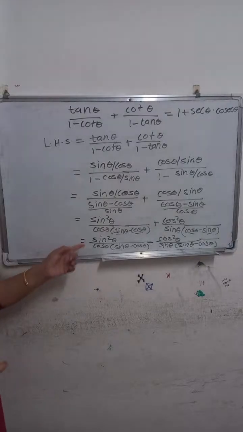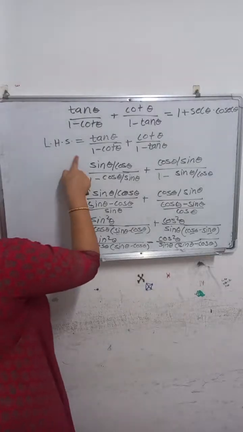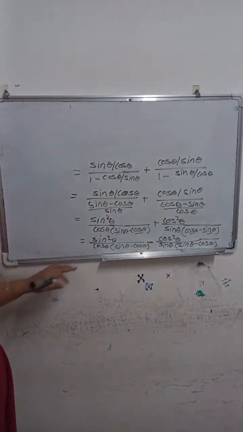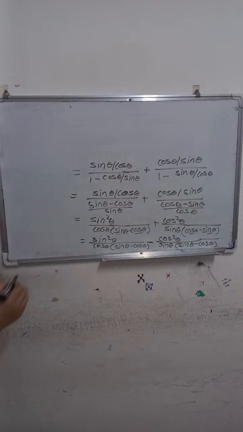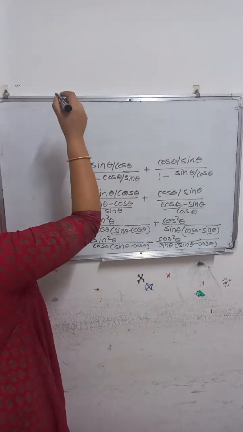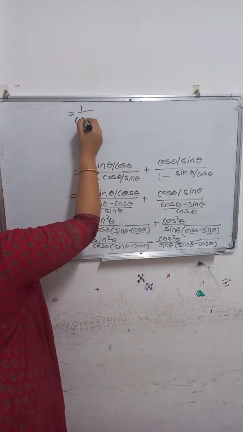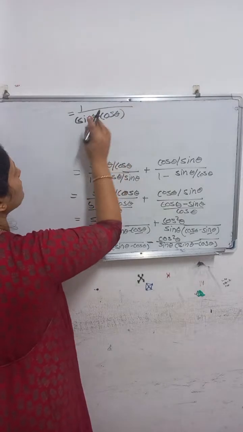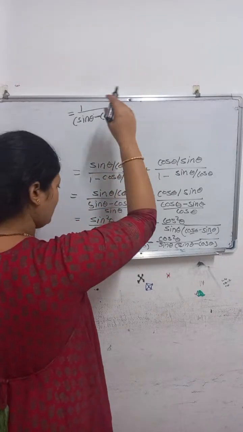So everyone copy up to here. I hope this first step everyone copied and this also. So what I will do, erase only this portion. And I will take sin theta cos theta out. Remaining terms I will multiply. So here, check this: sin theta, I will take 1 upon sin theta minus cos theta. I will take it out.